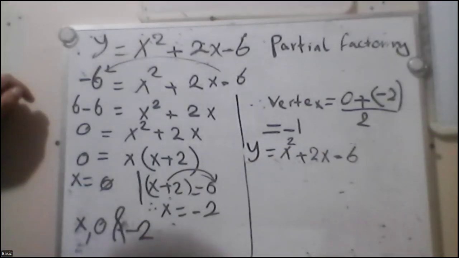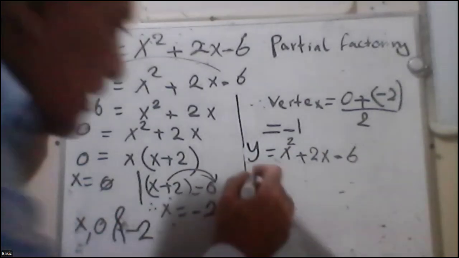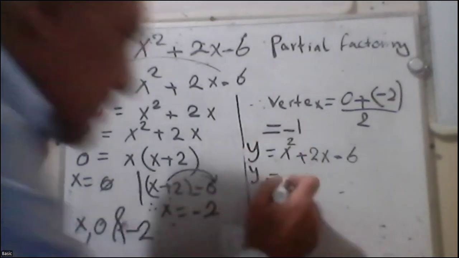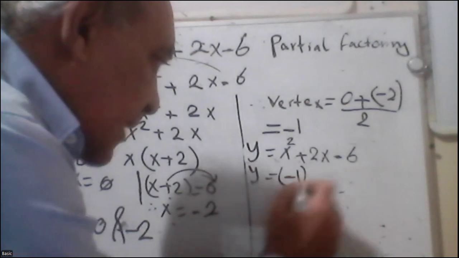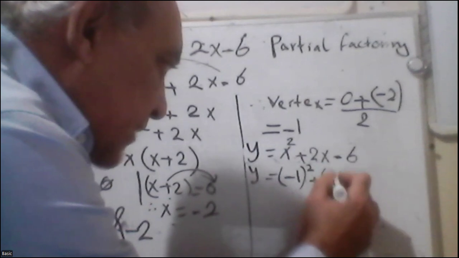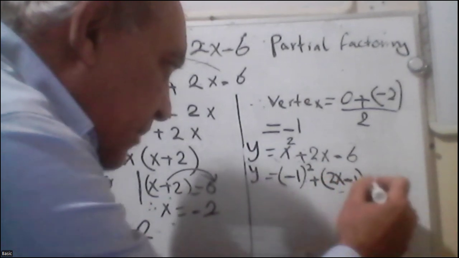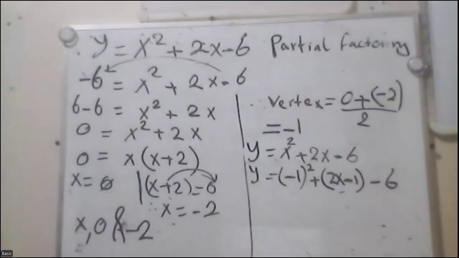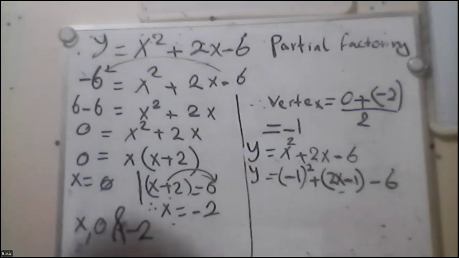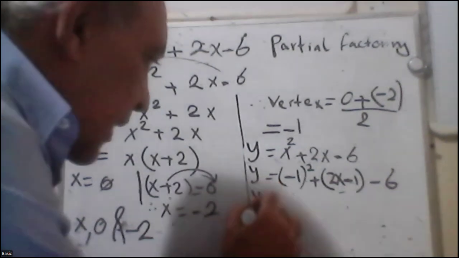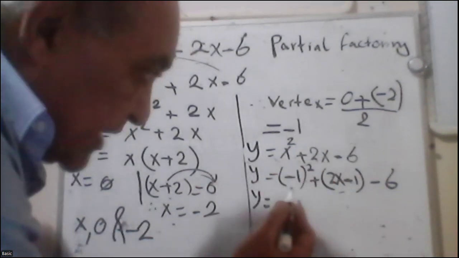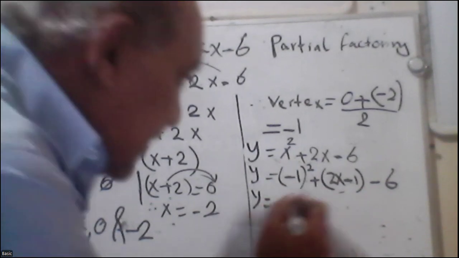That's the y. So what I will do then, I will say the y will equal x squared. I got the x as minus 1, so (minus 1) whole square, plus 2 multiplied by minus 1, minus 6. I only substituted now in this formula. So y will equal minus 1 squared, that will be plus 1.